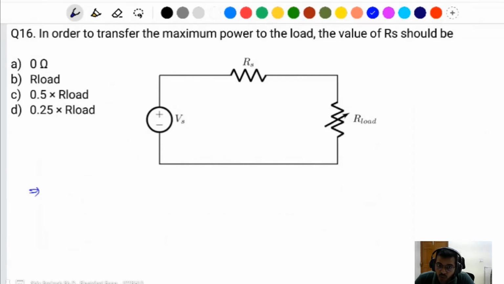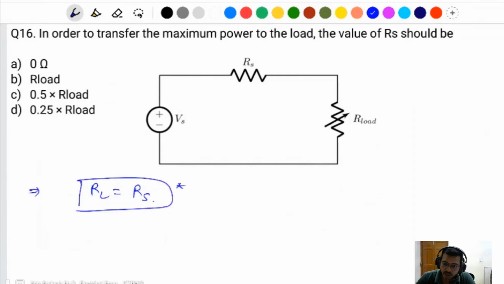The question is asking about the source resistance, not the load resistance. The maximum power transfer theorem says that if the load resistance is varied, you can get the maximum power by matching the load resistance to the source resistance, so RL equals Rs. But when asked about the source resistance, it must be 0.